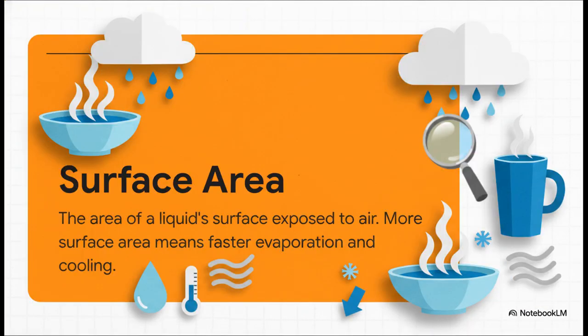The secret word here is surface area. You see, the wide bowl has a bigger opening on top. More of the milk's surface is touching the air. This means more steam, or more evaporation, can happen at once. And because evaporation makes things cool, the milk in the wide bowl cools down much, much faster.